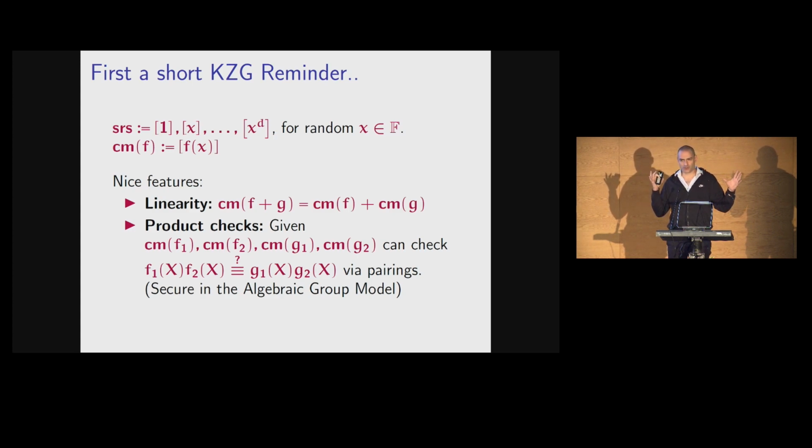And the thing that may confuse you if you're familiar with pairings is, okay, I can see how you compare the commitments using a pairing, but you're saying that means the polynomials are identical as polynomials. And here we use this strong assumption, the algebraic group model, which lets us conclude from this check that yes, the polynomials are identical. So those are the two nice features of KZG as a polynomial commitment scheme, the linearity and the ability to perform product checks.